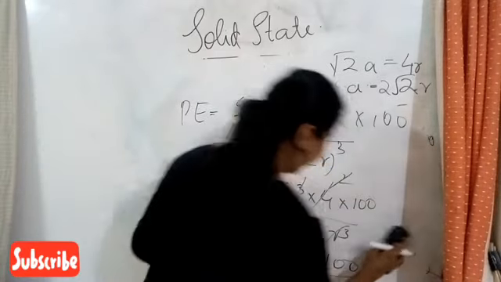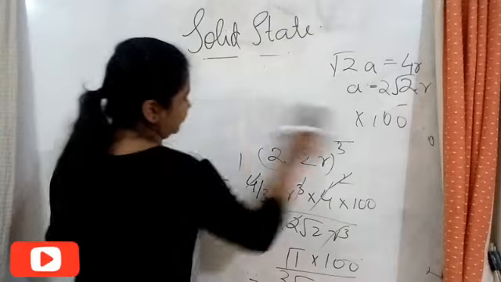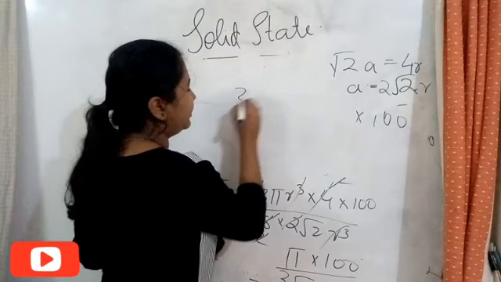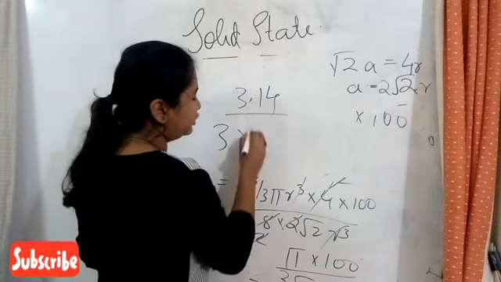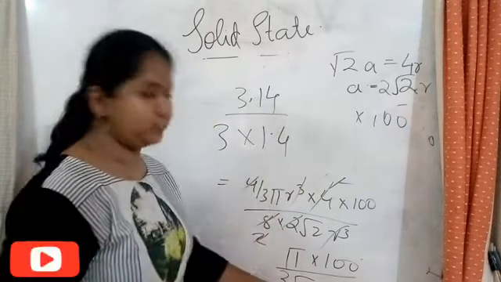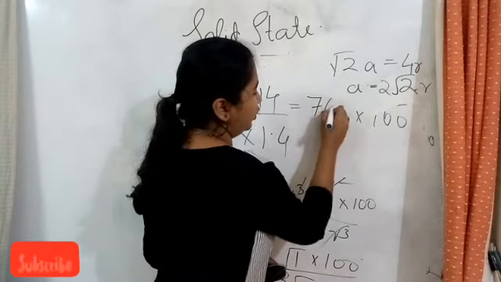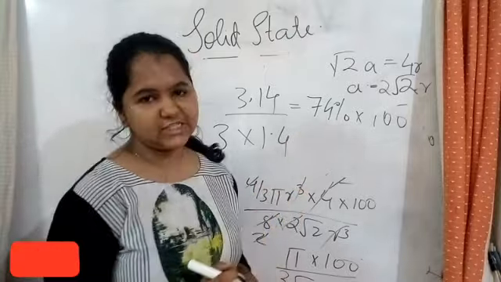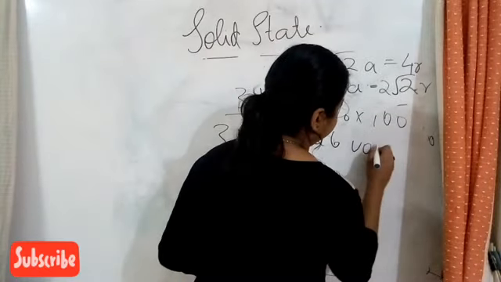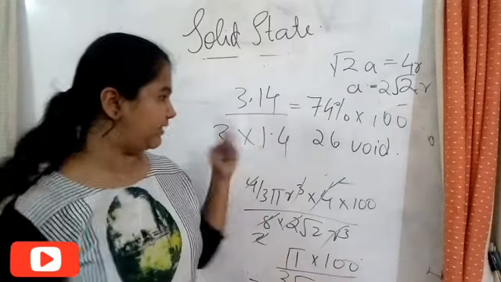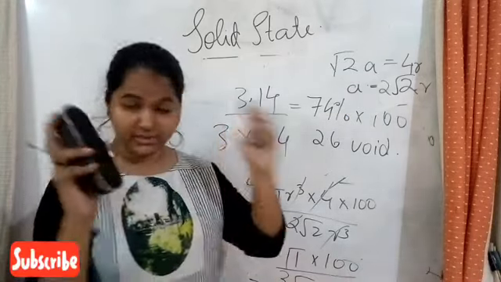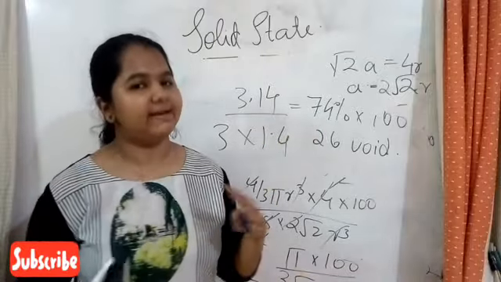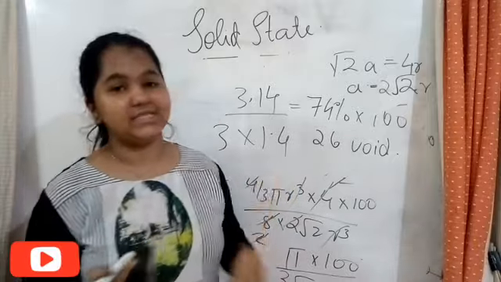So what is happening over here? I'll write it on the top because I think you cannot see the board. So what is the value of pi? 3.14 divided by 3 into 1.4, that is the value of root 2, is equal to 74% approximately. And what is the remaining of that? 26% is void. See, what did we find in the previous one? Our percentage was 52.4 and over here it's 74. You can clearly understand which is greater.